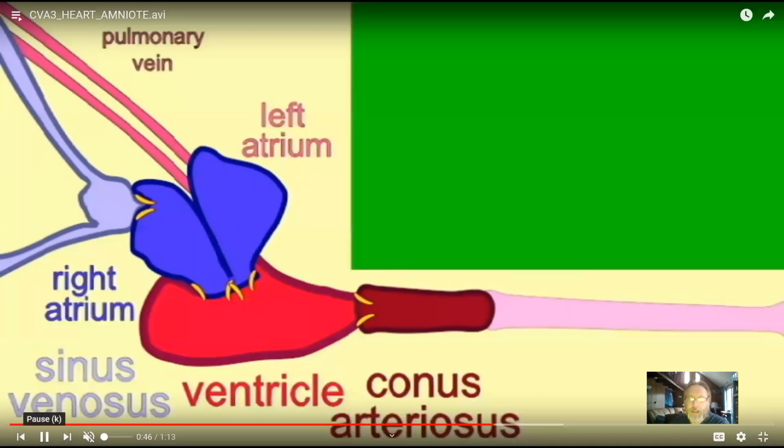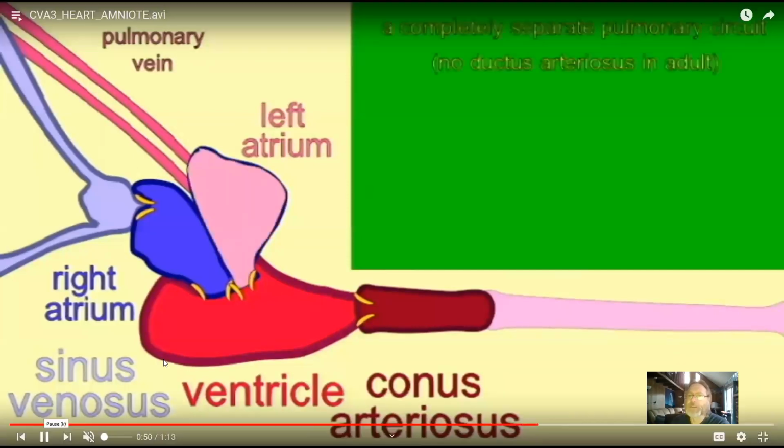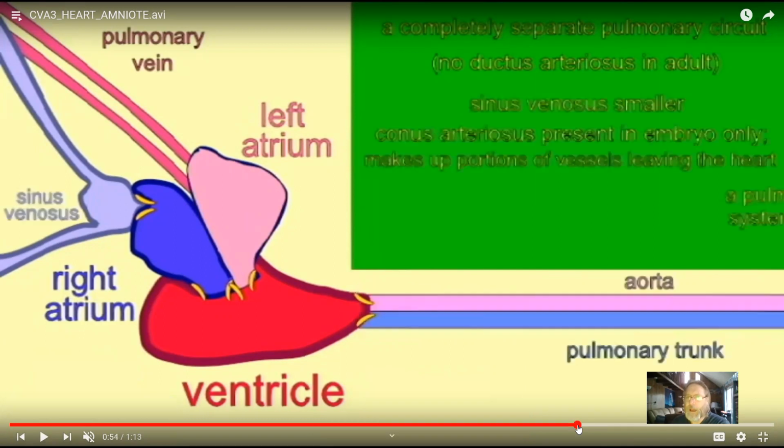If we look at just more general reptiles, there is a completely separate pulmonary circuit, and this will be a topic in the next video. There's no ductus arteriosus, which allows blood to mix in adults. And once again, that'll be part of the next video. The sinus venosus is getting smaller.